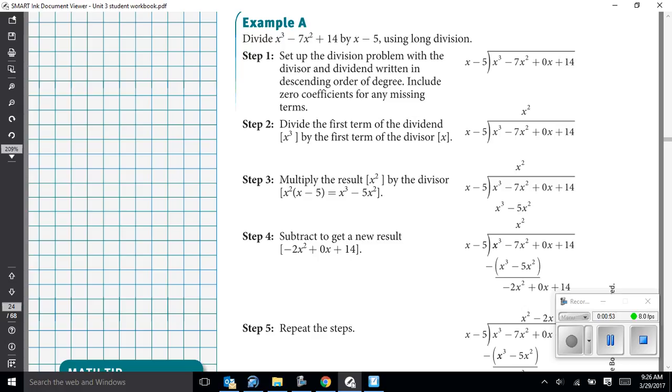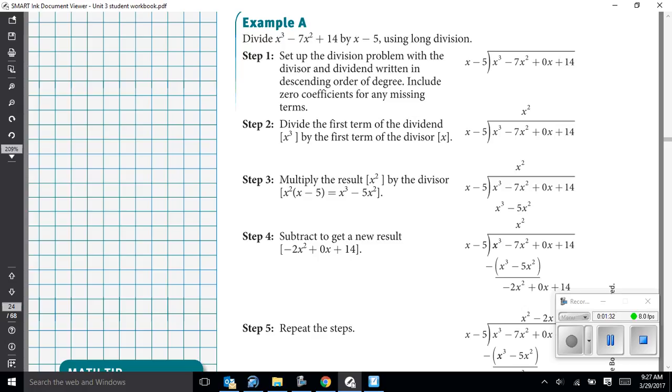So example A, we're going to divide x cubed minus 7x squared plus 14 by x minus 5, and we're going to use the long division method. You notice it still has the little long divide bracket thing. Since this is what we're dividing by, it goes on the outside, and what's being divided goes on the inside, just like with the numbers. And so our first step is we're going to look at the x and our x cubed, and x goes into x cubed how many times? x squared. So we have x squared up top.